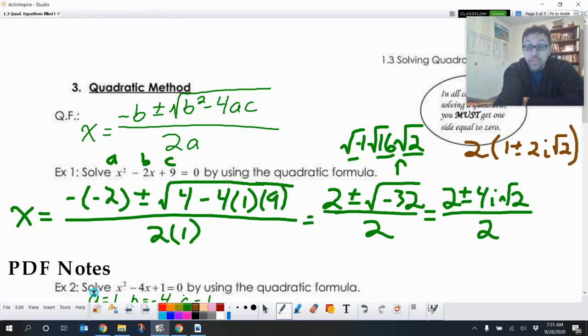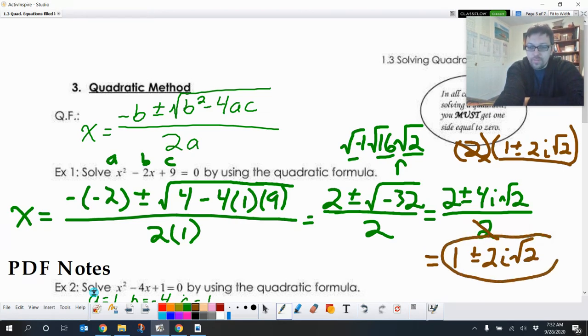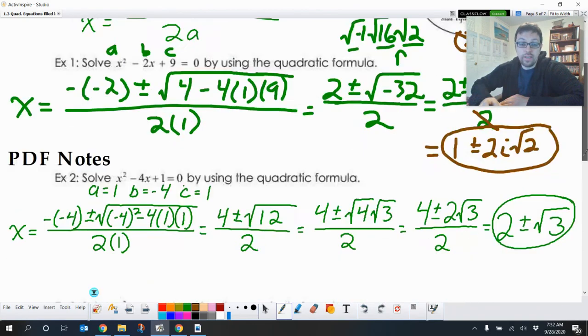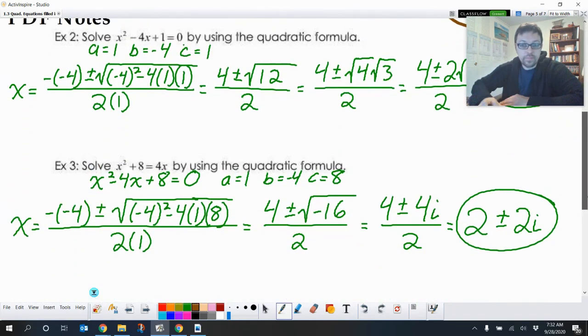Now I've got everything else nice and wrapped up. That 2 is also wrapped up. And I'm able to cancel it with that 2 in the denominator. So our final answer for this thing is just this piece, because I can cancel this 2 and that 2. 1 plus or minus 2i square roots of 2. And that is done. There's some additional examples on here if you want to check them out.